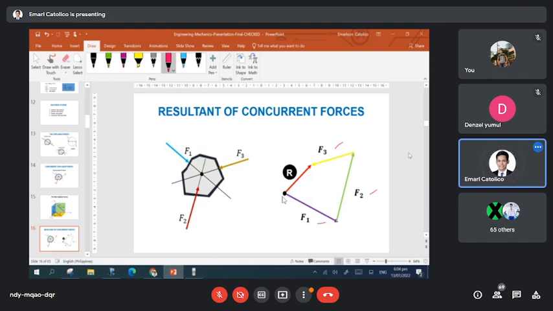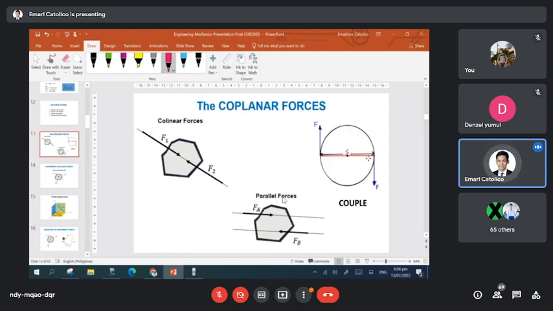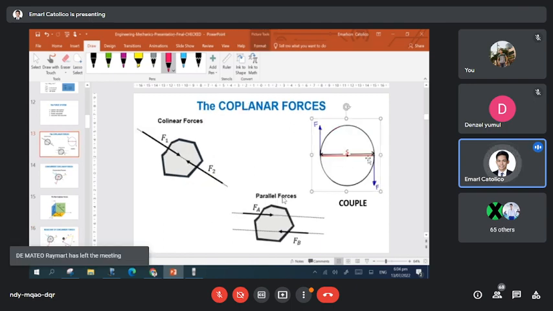Okay. Then, hindi ko pala na-discuss yung couple. Pag sinabing couple forces, same lang yung value ng force, but different in direction. Itong force pataas, itong isang force is pababa, but yung magnitude or value ng force natin ay parehas. So yun yung tinatawag na couple.